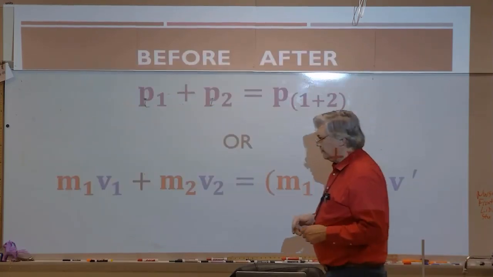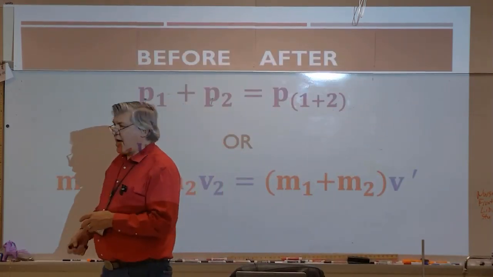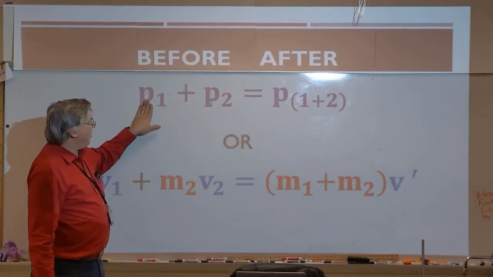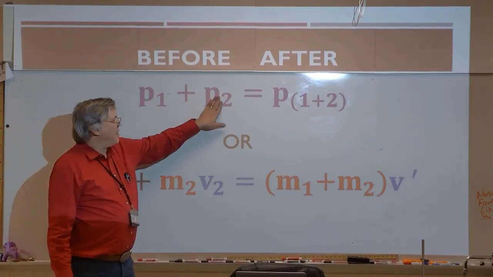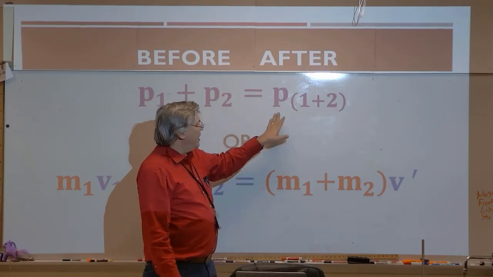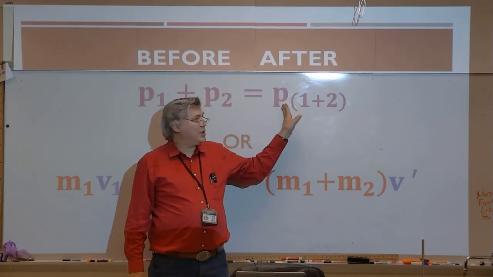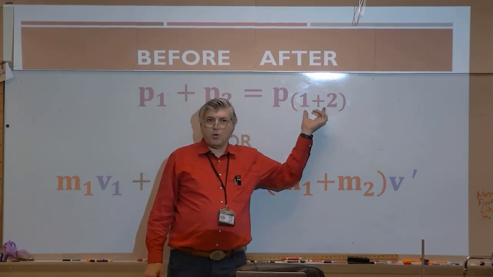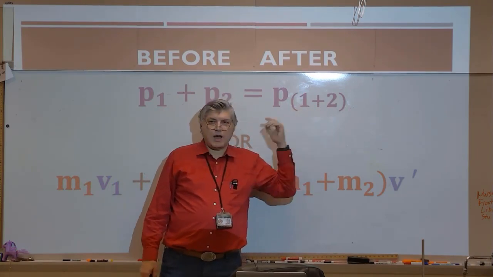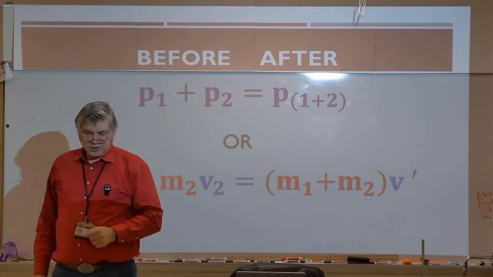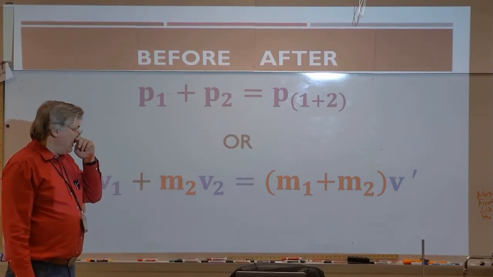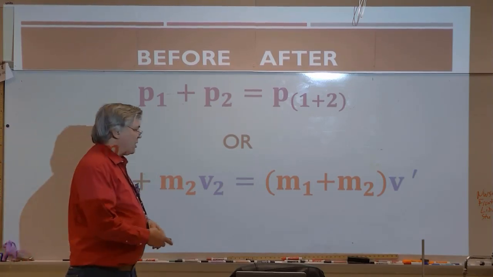Well, it's pretty simple. So we have our initial momentum of object 1 and our initial momentum of object 2, and then we have this final momentum of object 1 and 2, or 1 plus 2. They are a single object now. Sometimes people even call that 3 for their combined.